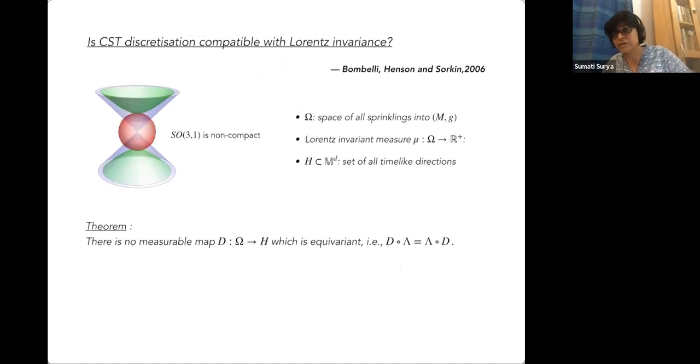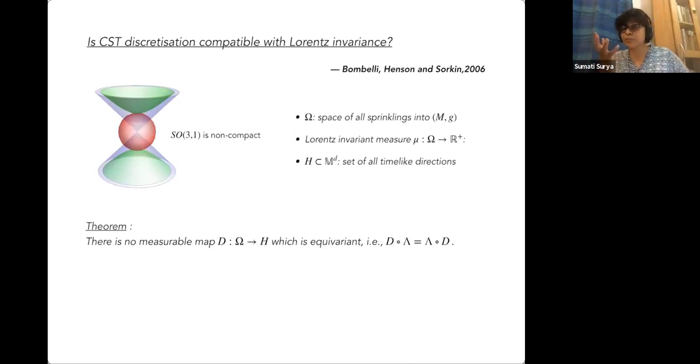if you're discretizing a theory, is it compatible with Lorentz invariance? This is a theorem that essentially says that it is compatible. So what is it that you want to ask? Again, just think about a Euclidean space, a plane, and you've got a Poisson distribution of points on it. That's the way you discretize it.